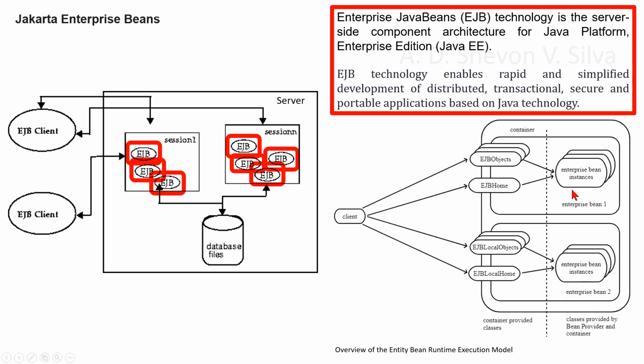Here the enterprise bean instance is assigned in enterprise bean 1 and in enterprise bean 2. In this section, enterprise bean 1 and enterprise bean 2 are in the container. In this section are the EJB object, EJB home, EJB local object, and EJB local home container-provided classes, and here the enterprise bean instances. Here are the classes provided by the bean provider and the container.